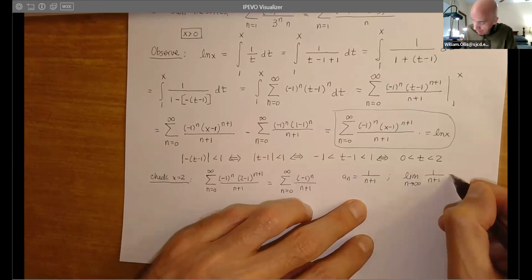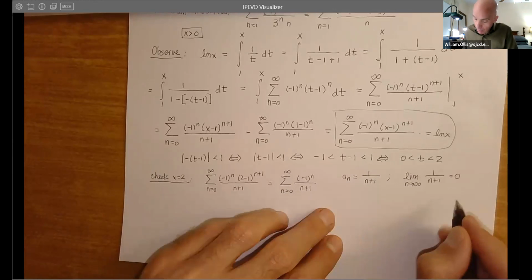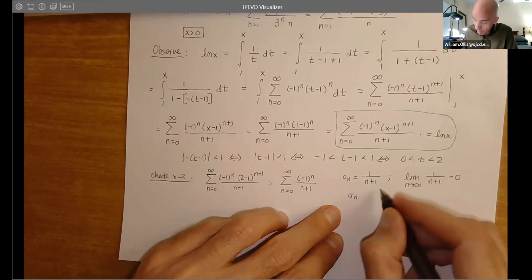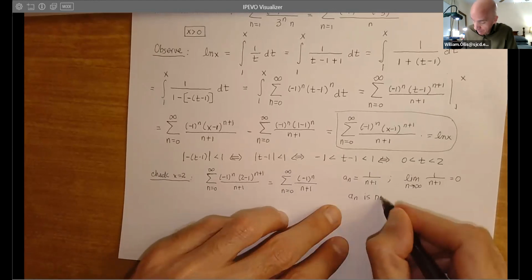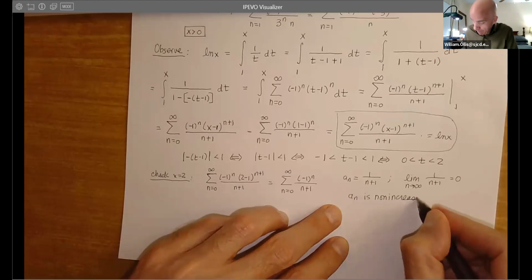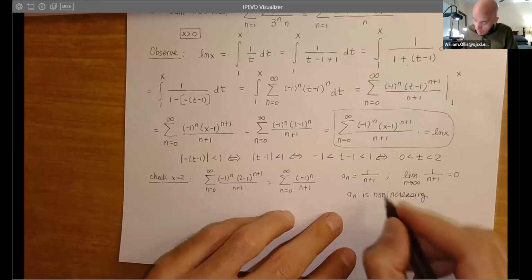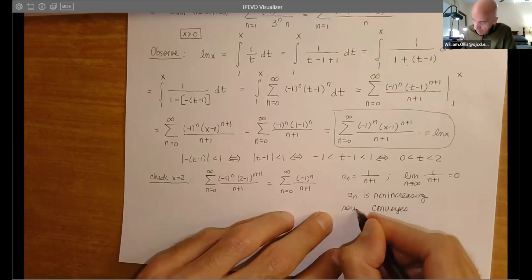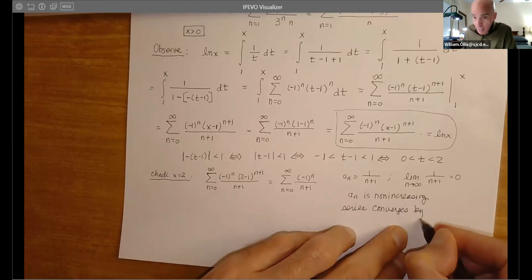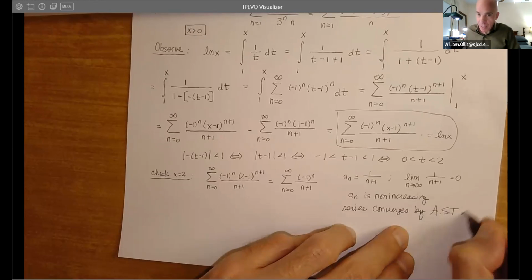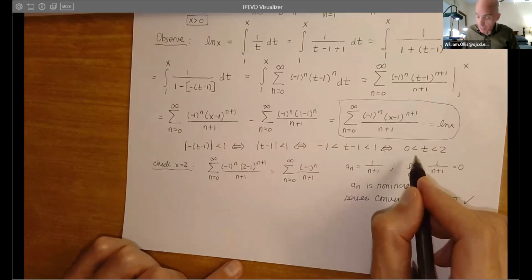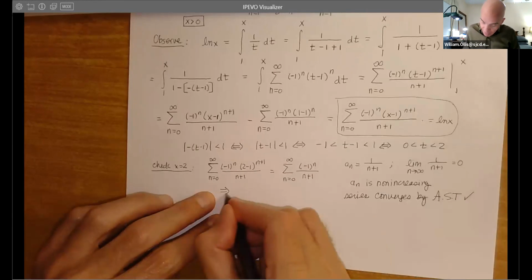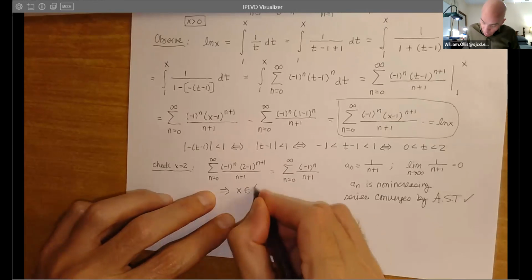Very easy limit. And then, like we've done before, this is clearly non-increasing. That's an argument we've done many times. A sub n is non-increasing. Certainly doesn't get bigger. And so this means the series converges by the alternating series test. So we get a check there. Like I said before, the 0 was a wash, but now this implies the x interval of convergence will be from 0, not including 0, to 2, including 2.